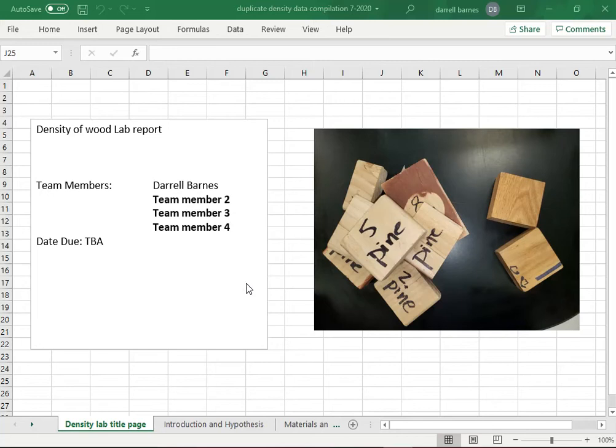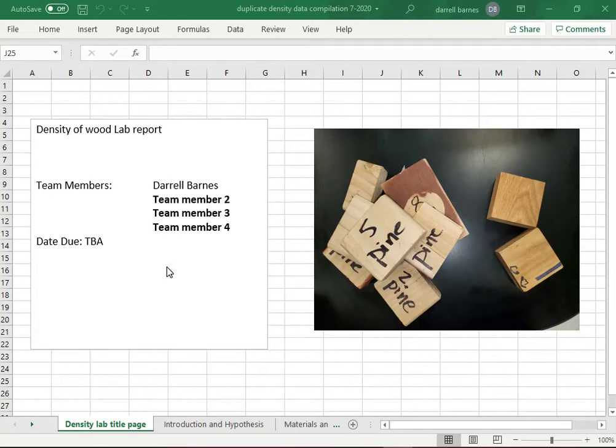Hi, this is Brother Barnes, and I'm doing a density lab report, and this might be called Draft 3. I'm going to go through and enlarge some of the fonts. I want this to be somewhat of a narrative.